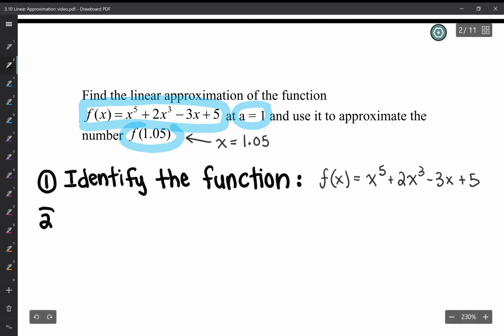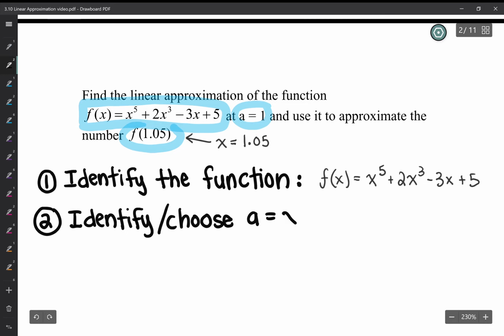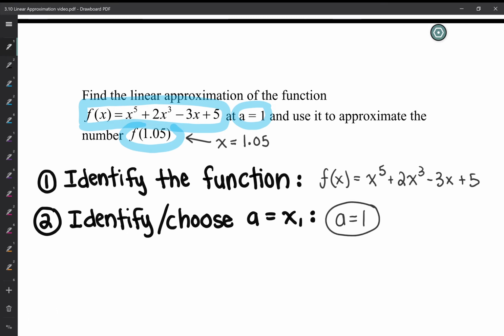Next, we want to either identify or choose our a value, which is that x1 from the point-slope form. In this case, they give us that a is equal to 1. I'm going to circle this because it's one of the values that we'll be directly substituting into that L of x.